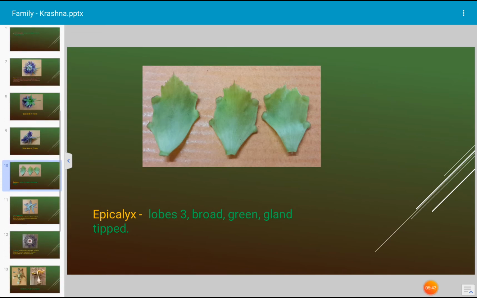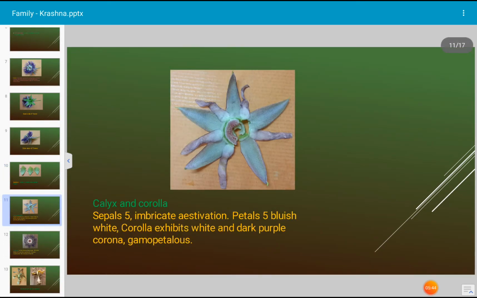Next, this photograph shows the calyx as well as the corolla, both are here. In this, all the sepals together are known as the calyx. Calyx consists of sepals. There are 5 sepals. Okay, and aestivation is imbricate. Petals are 5, which are bluish white in color, as shown in the photograph.